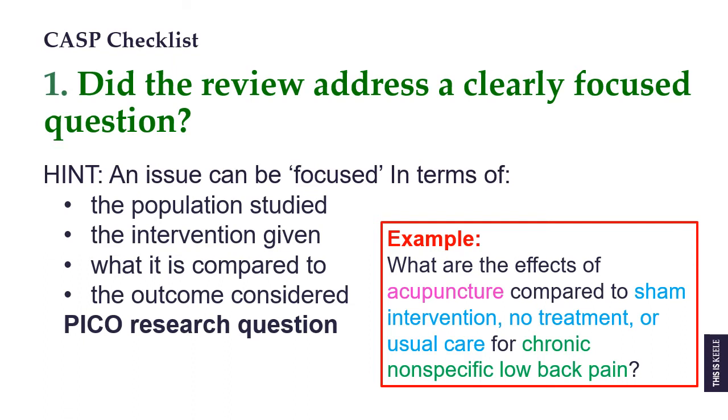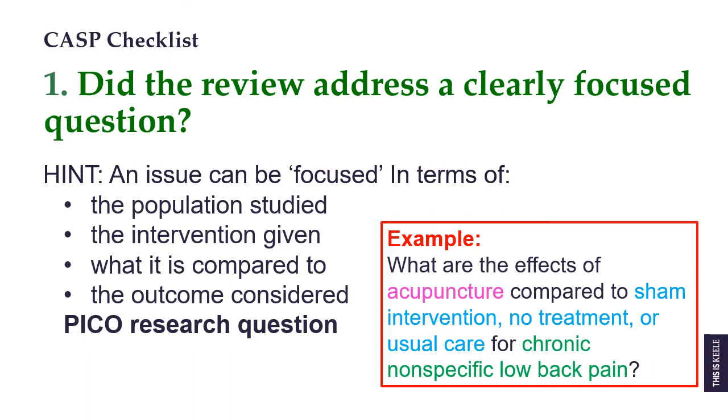So the first question on CASP: did the review address a clearly focused question? We generally use a PICO type format for research questions. There are different formats for different types of questions, but PICO can be adapted to most of them. P is the population, I is the intervention, or it could be whatever factor you're interested in. C is usually a comparison, and O is the outcomes of interest.